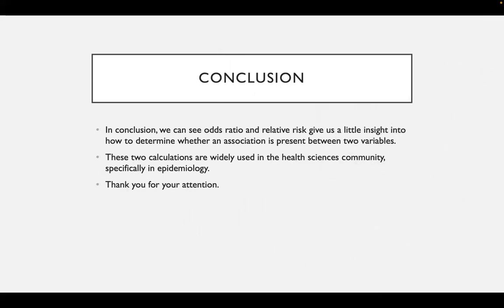So now in conclusion, we can see that odds ratio and relative risk give us insight into how to determine whether association is present between two variables. And these two calculations are widely used in health science communities today, and specifically in epidemiology.